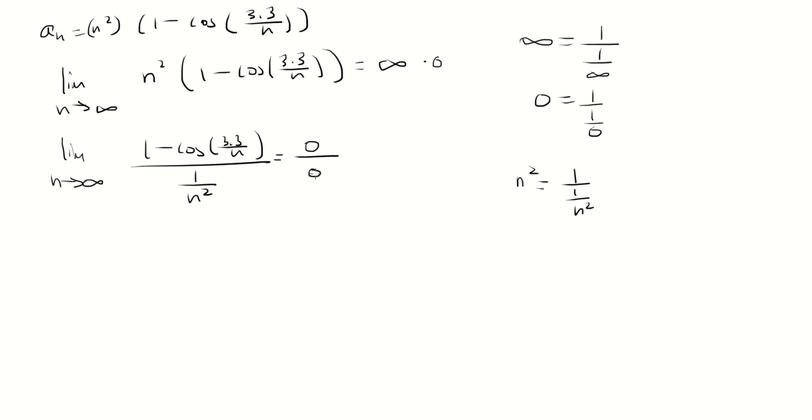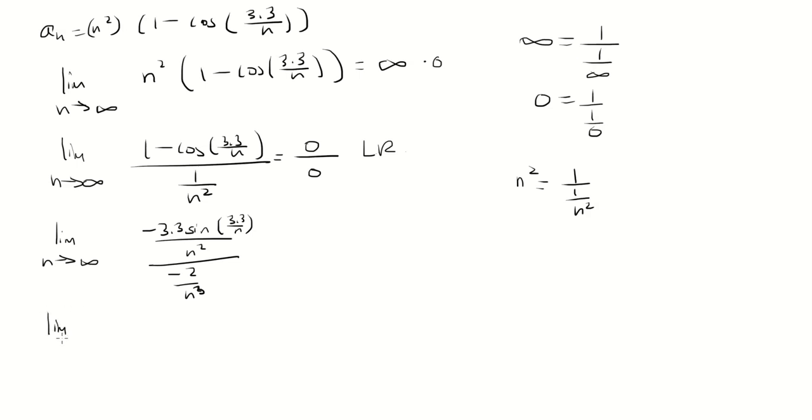Okay, so now on the top we said that goes to 0, and then 1 over n squared also goes to 0, so we can use L'Hopital's rule. So we'll take the derivative of the top and the derivative of the bottom. So the derivative of the top becomes negative 3.3 sine of 3.3 over n divided by n squared. And then the bottom is negative 2 over n squared. Sorry, n cubed.